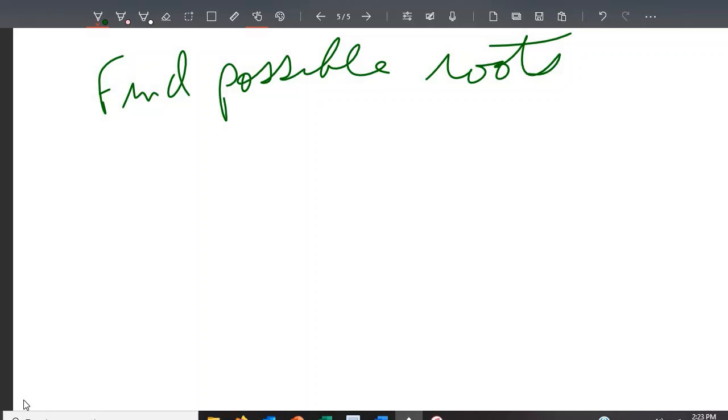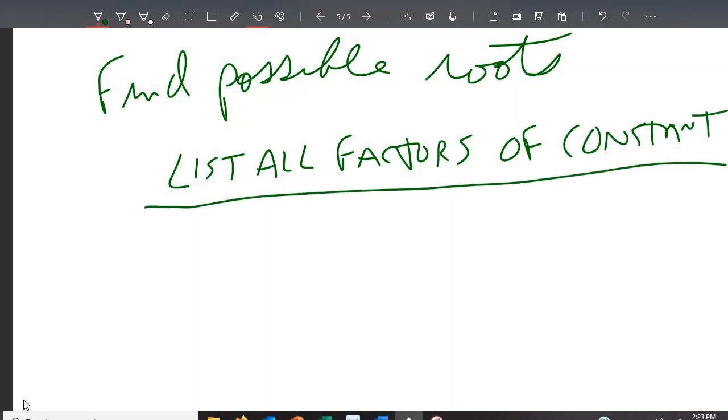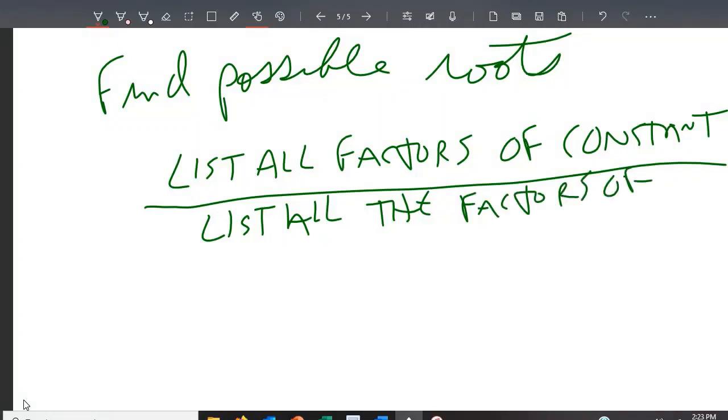In order to find possible roots, what you do is list all the factors of the constant and divide them by all the factors of the first number. So you have to create a list based on the factors of the first number and the factors of the last number.